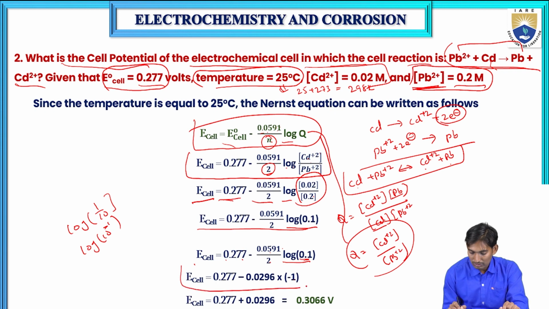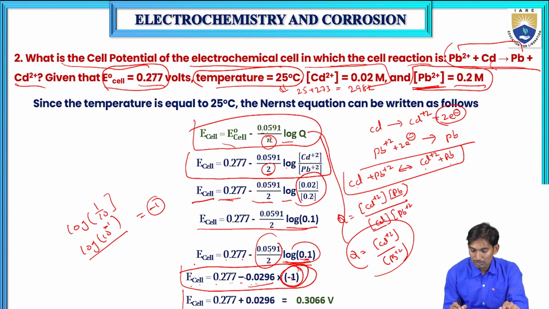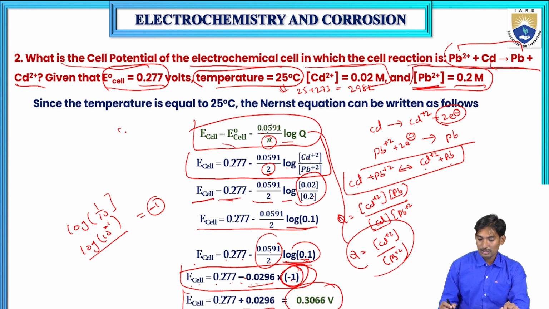So E cell equal to 0.277 minus 0.0296 into minus 1, since 0.0591 divided by 2 is nothing but 0.0296 and the log 0.1 value is minus 1. Minus into minus becomes plus. So E cell equal to 0.277 plus 0.0296 equal to 0.3066 volts. The net cell potential, the EMF, is 0.3066 volts for this reaction.